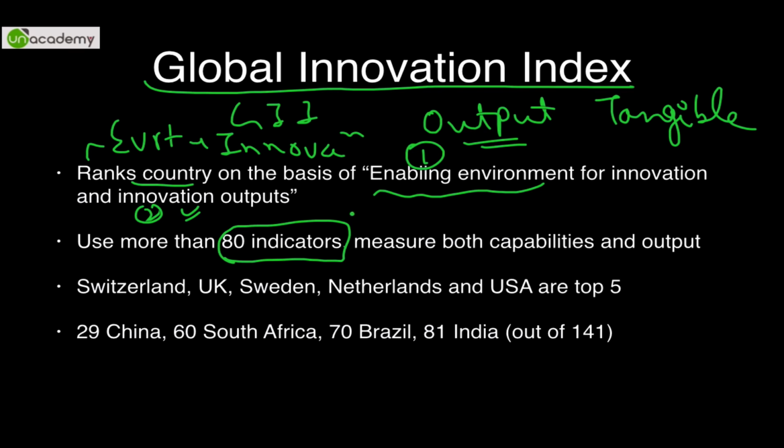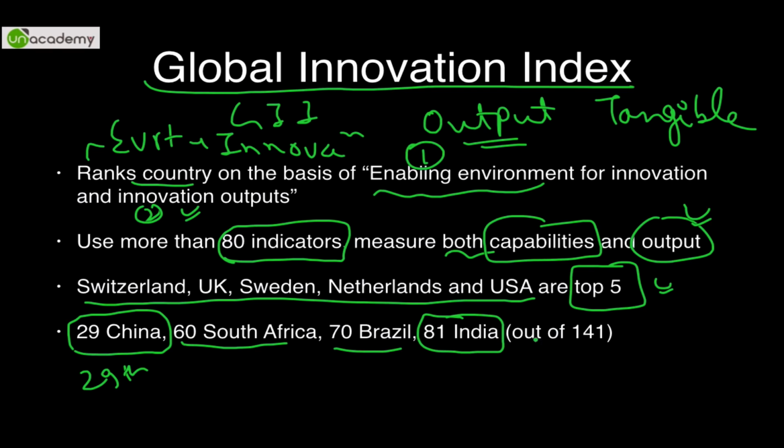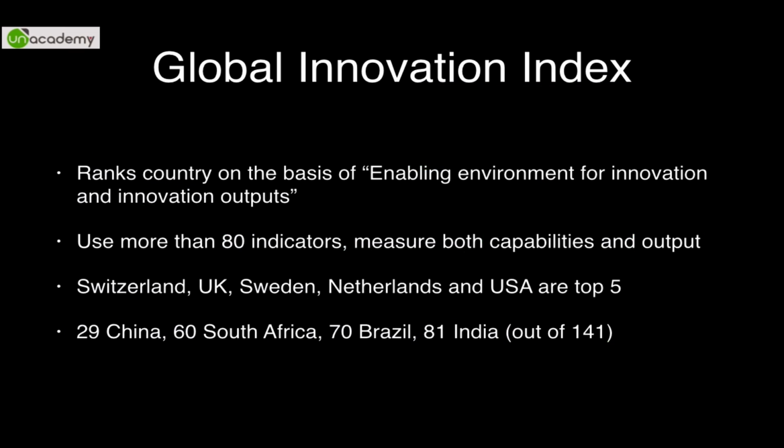You don't need to remember them. It measures both the capabilities and output, as I've already spoken. Switzerland, UK, Sweden, Netherlands, and USA are the top five. You can just remember one or two of the names. China is very high in BRICS, 29th number. South Africa is again high. Brazil is high. India is on the lower side out of 141. So even when it comes to BRICS nations, you can see Brazil, China, South Africa doing much better than India, even in innovation potential terms.